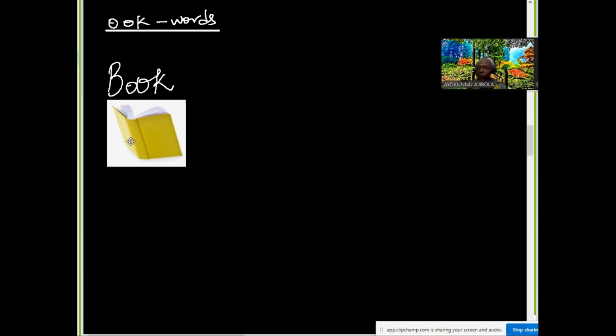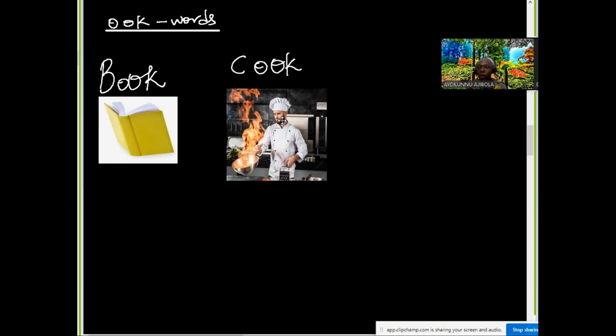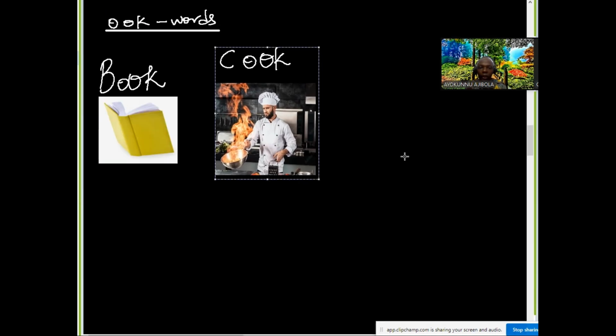Ook words. The first word we will look at is book. Say book. Book. Very good. The next one, cook. Say cook. Look at the board. Cook.